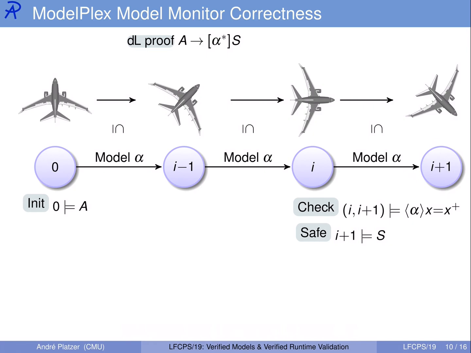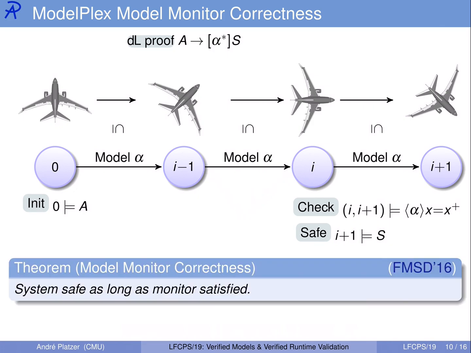And if any of those checks fails, if for example here we discover that that transition was not a good one, not compatible with the model, then we give an alarm right away and initiate a fail-safe action. Indeed, that gives us the theorem that the system is safe as long as the monitor is satisfied. And in fact, the system also will always remain safe in all the future behaviors of the model unless one of the monitors failed.